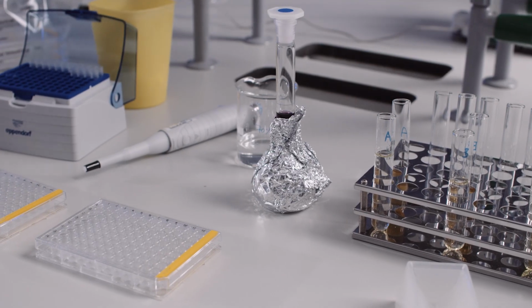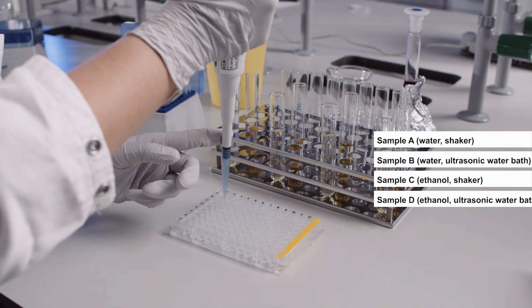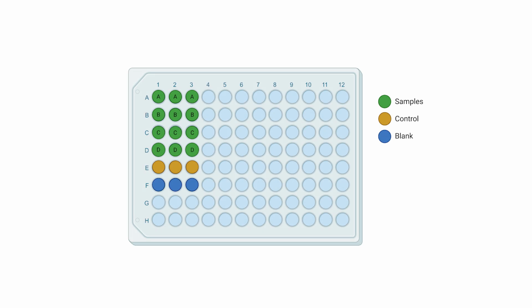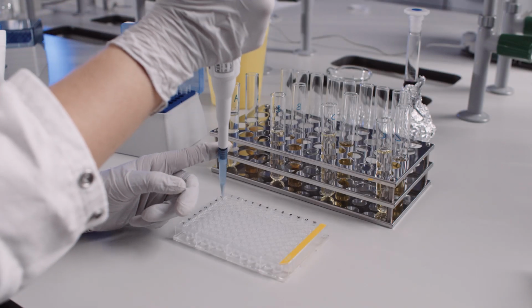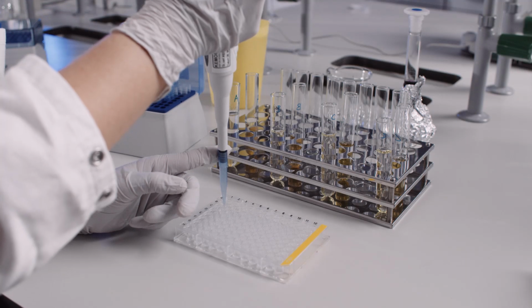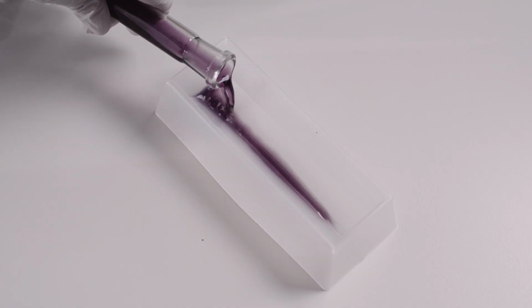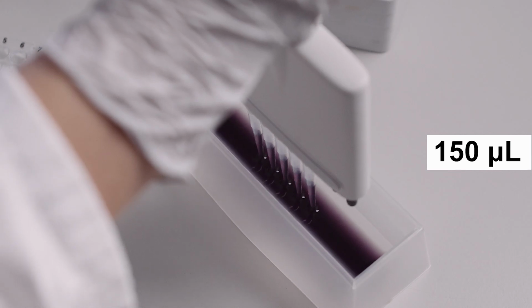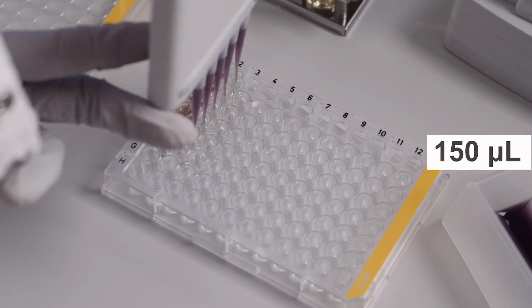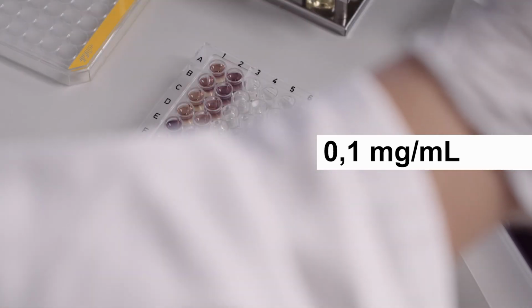First, we will compare the antioxidant activity of 4 extracts. The DPPH test is performed on microtiter plates. Add 150 microliters of each extract to the wells in 3 replicates. Using a multi-channel pipette, add 150 microliters of DPPH solution at a concentration of 0.1 mg per milliliter to each well. A rapid change in the color of the solution is observed.